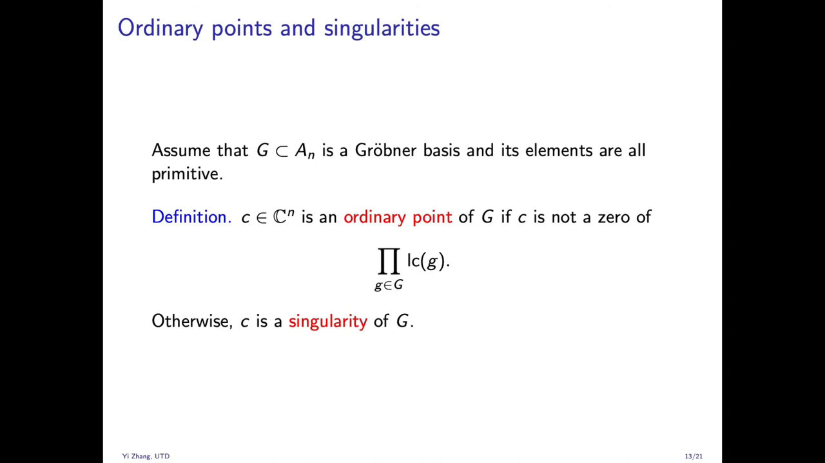Let's assume that G is a Gröbner basis and all its elements are primitive. Primitive means the coefficients of a differential operator are relatively prime. A point is called an ordinary point of G if this point is not a zero of any of the leading coefficients of G, otherwise it's a singularity. So this definition is compatible with the univariate case. Is it compatible with leading operators? Yes.